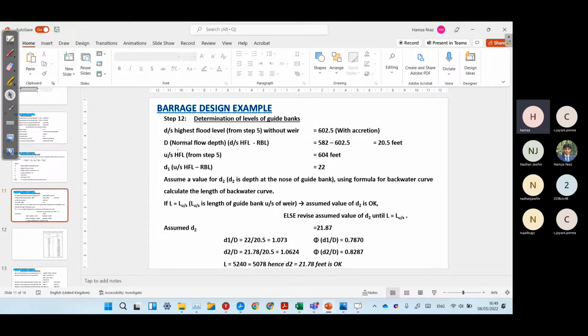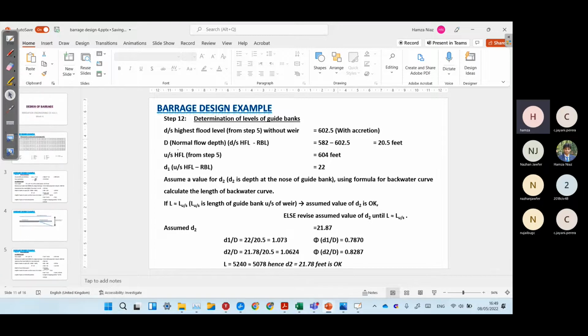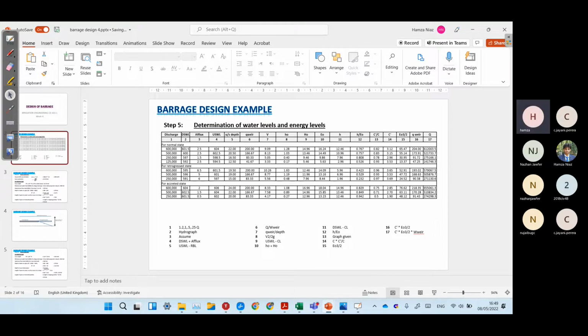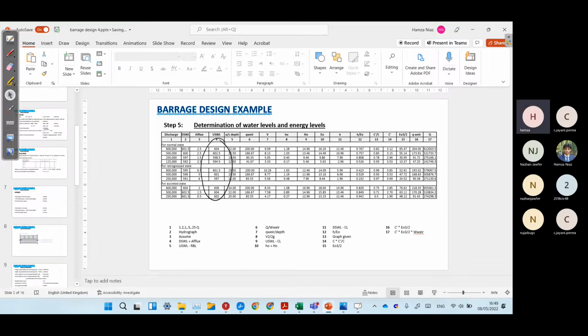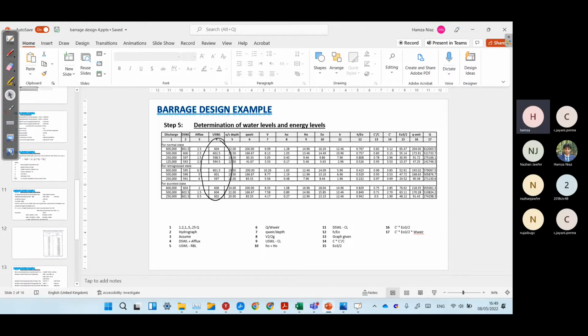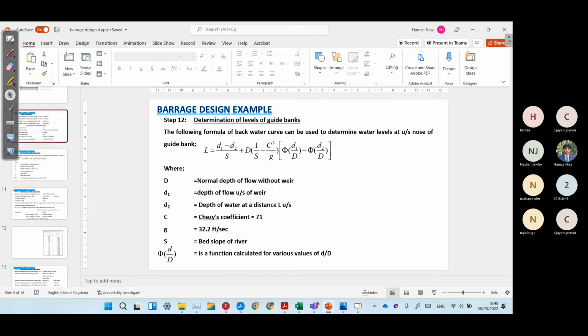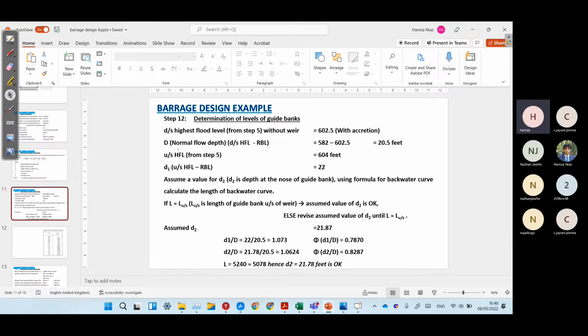So upstream highest flood level was 604 feet. Again, we are getting all these values from this table. This upstream water level we are getting from this value. Upstream highest flood level we get is 604. Subtract river bed level from it, and we get this 22 feet. So we have calculated this D1 value, and we have calculated this D value.